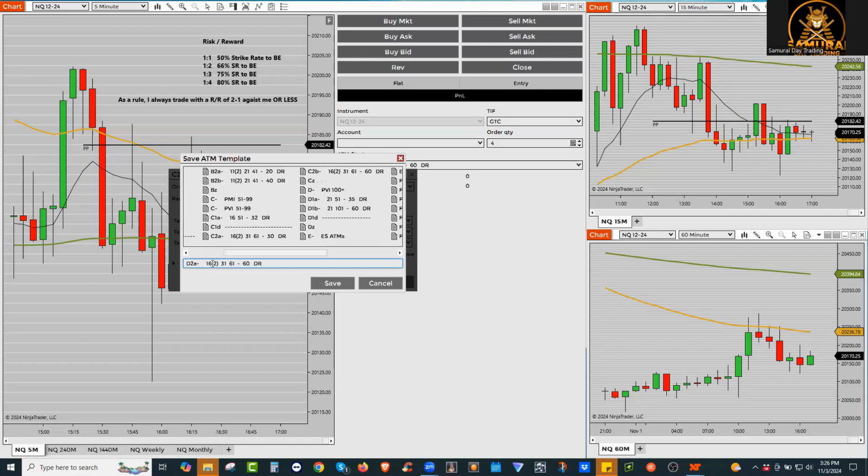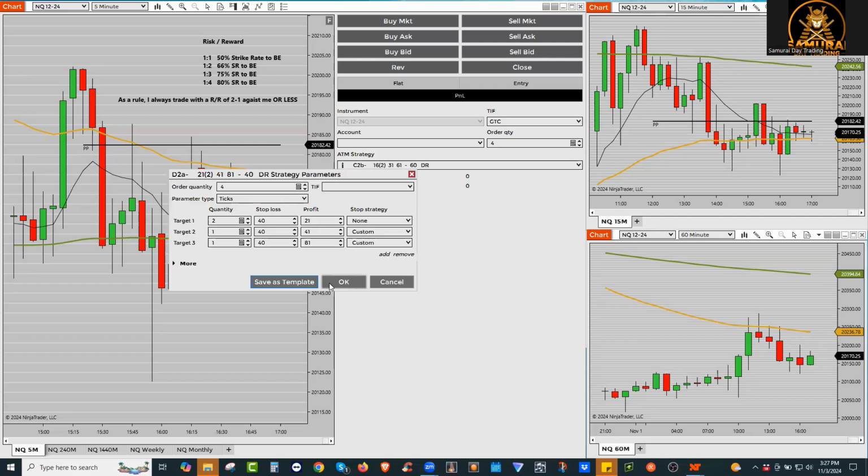I'm going to go for 21 tick first targets, 41 tick second targets, 81 tick third targets. Then I'm going to have a 40 tick stop loss. Now, again, that's for one-to-one risk reward. We'll make another one for 2-to-1 risk reward, and you can decide how you want to use it. Okay. So we'll save that.